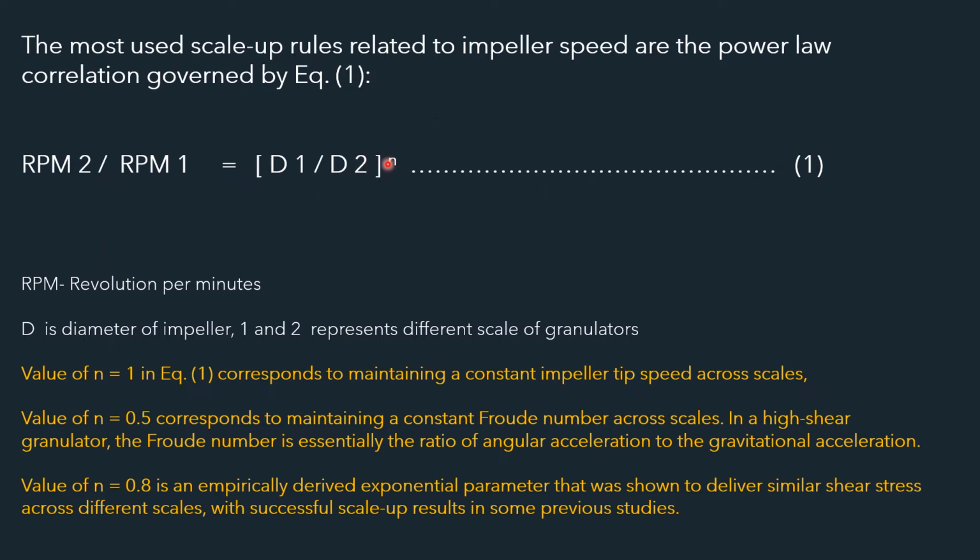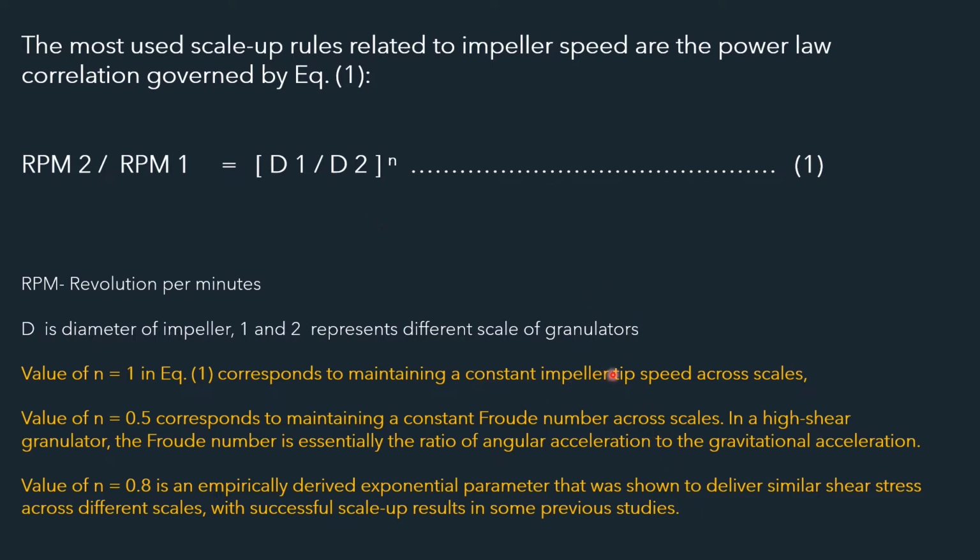What is the n? For the first rule, for maintaining constant impeller tip speed, n equals 1. n equals 0.5 for maintaining constant Froude number, and n equals 0.8 for maintaining similar shear stress. Okay, so just remember this equation, forget everything else, and just remember the three scale up rules.